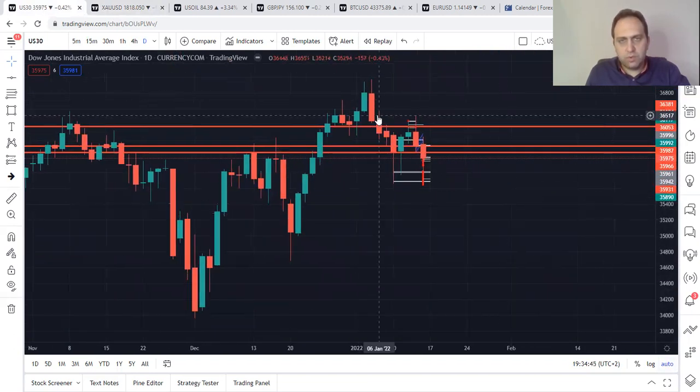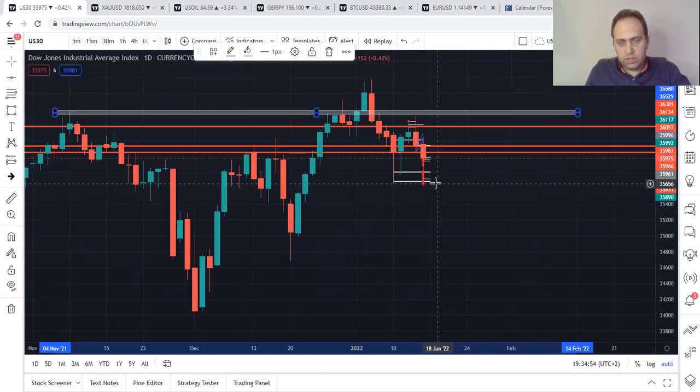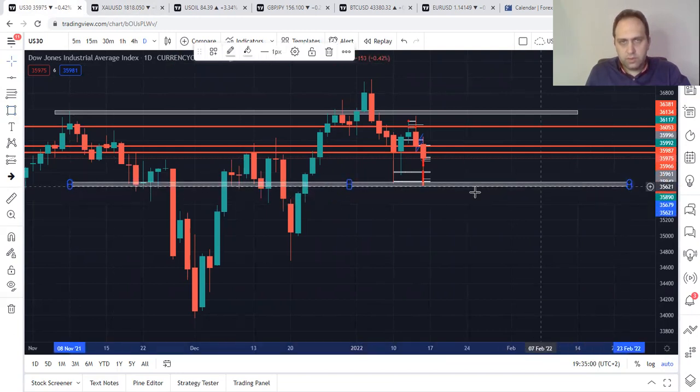And on daily we need a break above this resistance area, above this resistance area and below the support area. It's too far. Below the support area, so then we have a sell below 35.